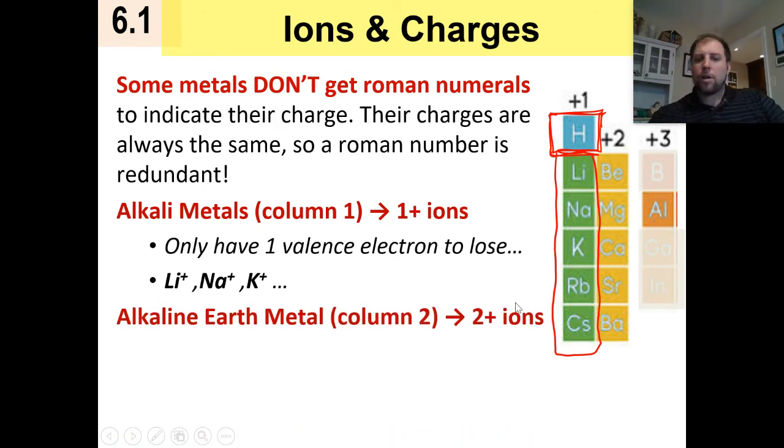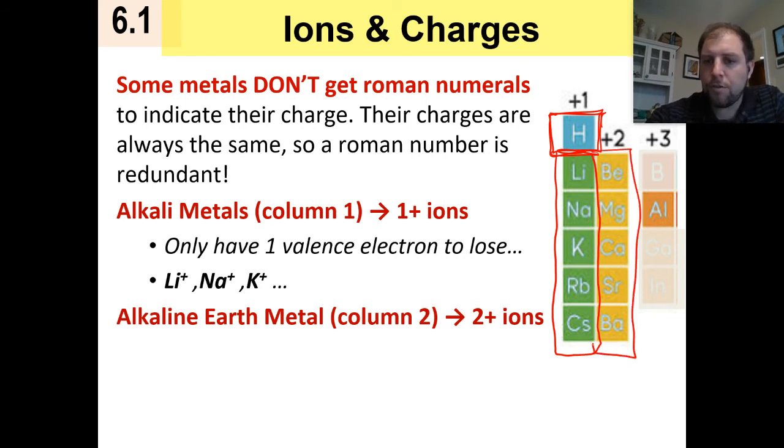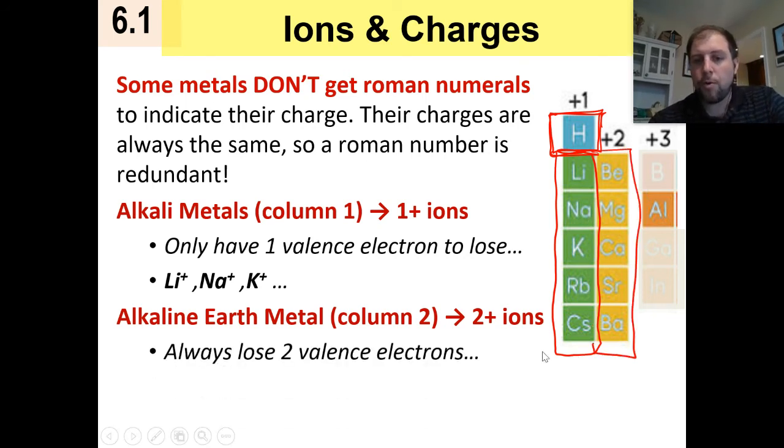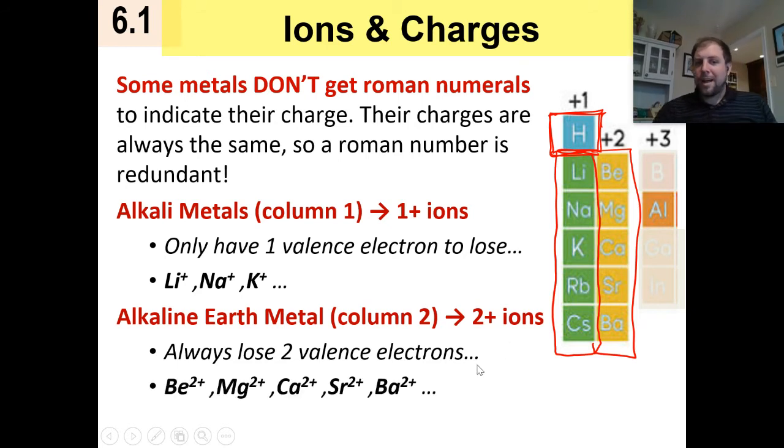Second column, the alkaline earth metals. These guys right here, they only have 2 valence electrons, and so they will get rid of them, and they will always form 2 plus ions. All right? But because they're always 2 plus ions, again, they also do not get a Roman numeral in their name. You wouldn't say a magnesium 2 ion. It's always going to be 2 plus. It's just a magnesium ion, a calcium ion, a barium ion, a strontium ion.